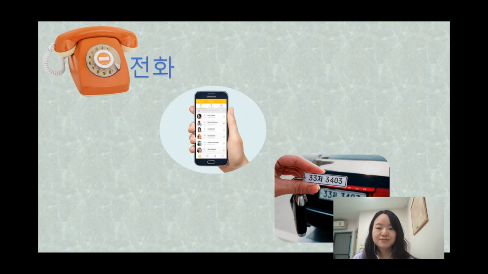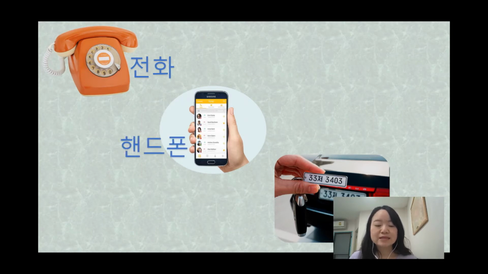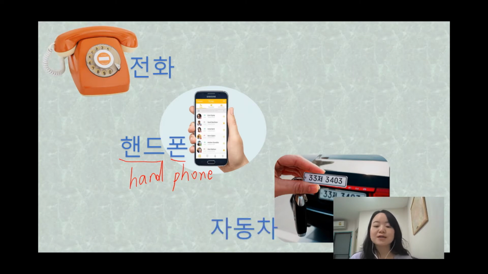First one, telephone. How to read it? It's 전화. Next one, we have already learned actually. I told you it's hand and phone. So it's 핸드폰. Hand means hand. 폰 is phone. Then car. Car is 자동차. Or you can just say 차. 차 is also car. Okay, one more time. 전화. 핸드폰. 자동차.